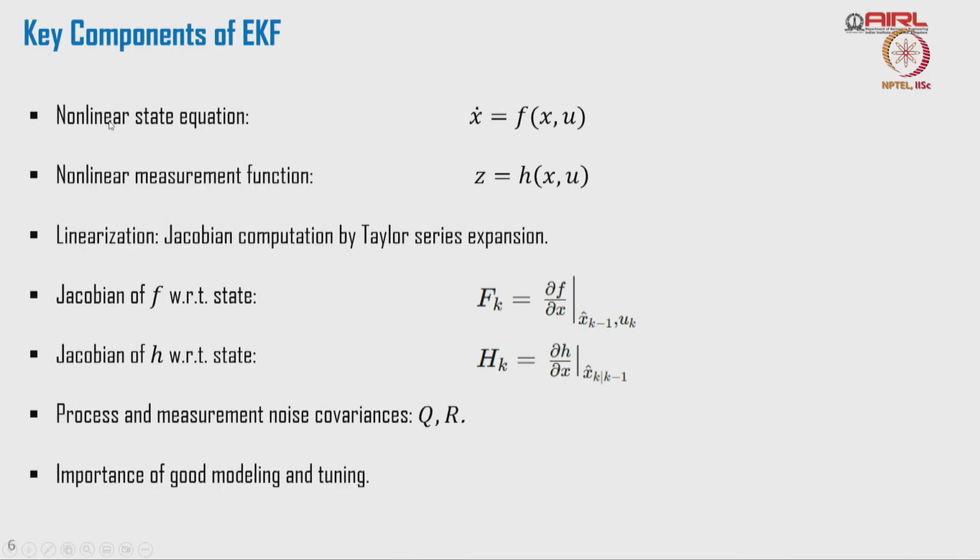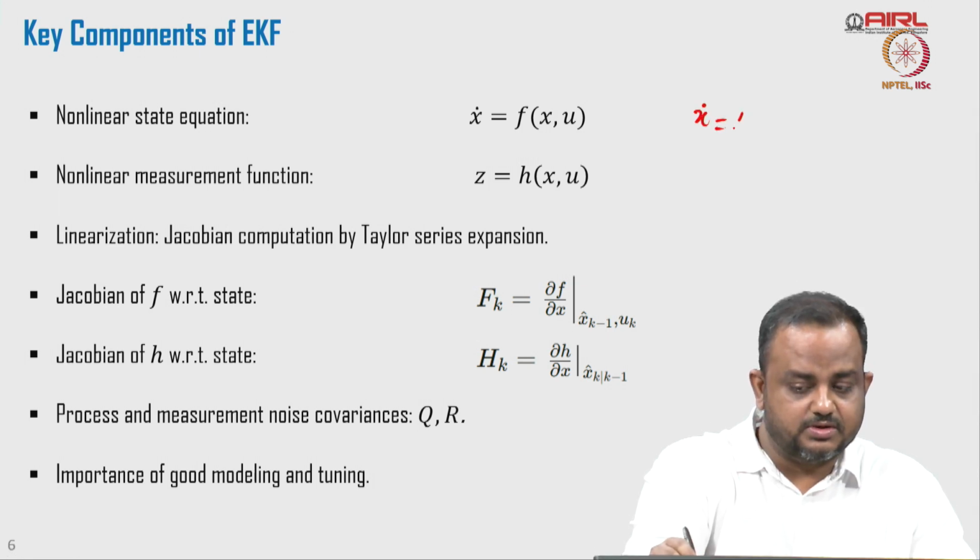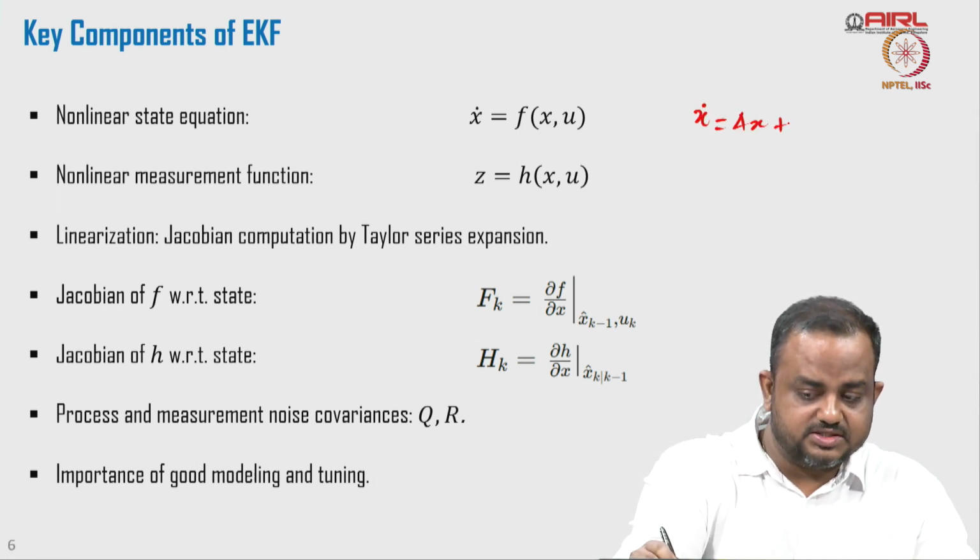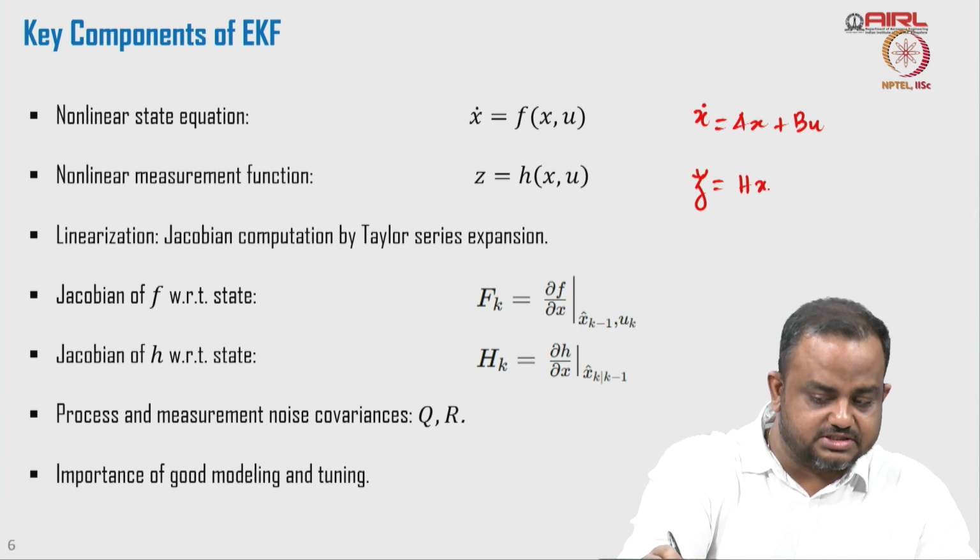It handles nonlinear systems, and to incorporate the nonlinearity in the algorithm, what we have to do is have the Jacobian of the nonlinear equations, right. So, in extended Kalman filter, the things are like this. We have a nonlinear state equation. Previously, when it's a linear system, we have the system as x dot equal to Ax plus Bu, and the output z is equal to Hx.